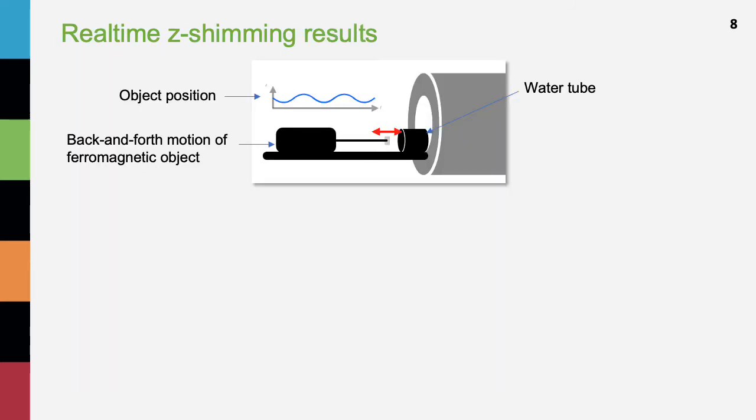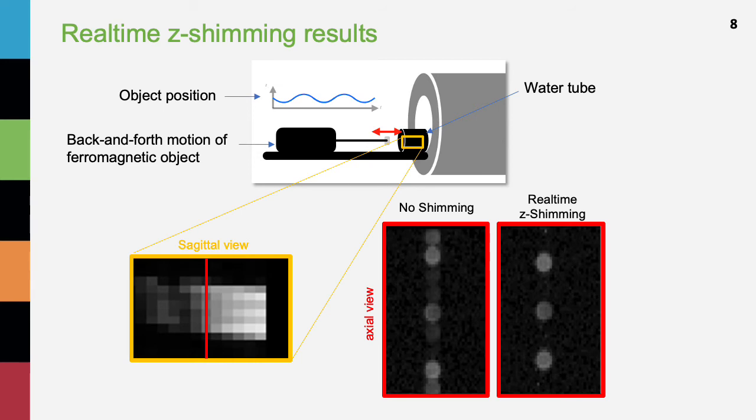An experiment that uses the real-time z-shimming scenario was performed on a mechanical Lego phantom. To simulate the respiration, a small oscillating ferromagnetic object touching a respiratory bellow was used. We compared two gradient echoes, one without shimming and one with the real-time z-shimming. We can see on the axial image the drastic decrease in ghosting. Residual ghosting is still visible and is caused by B0 variation during the readout of each echo.